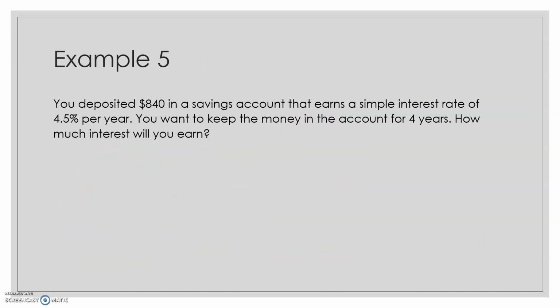So here's our example. You deposit $840 in a savings account. It earns a simple interest rate of 4.5% per year. You want to keep the money in the account for 4 years. How much interest will you earn? And so we're going to start. Here's our formula, simple interest, I equals PRT. And then from there, we start to replace. So we start with I. We don't know, right? That's the question. How much interest will you earn? Here's our question right there. So we leave it as I.